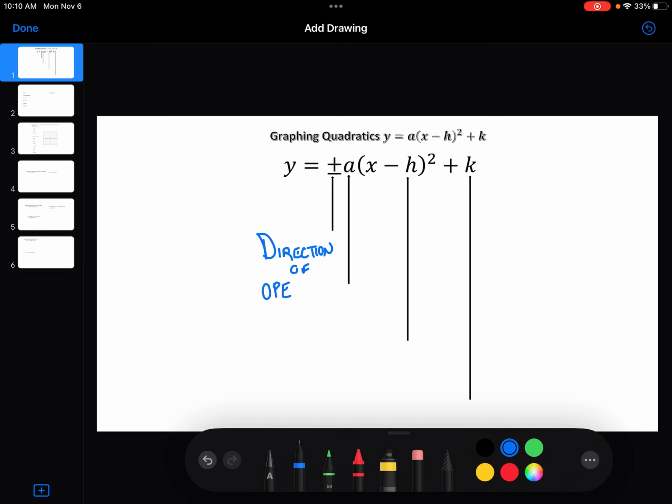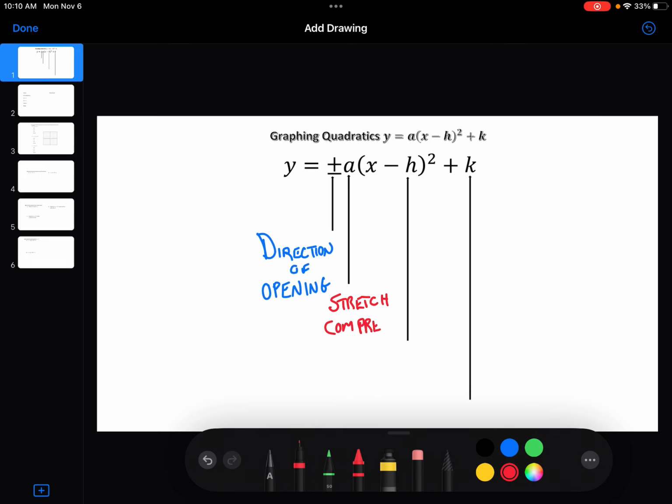If it's positive, it's going to be facing up, meaning the arrows are up. If it's negative, it's going to be facing down, the arrows are down. After that, we don't consider the negative anymore. It literally just tells us that, so don't get that confused with the A value. The A value is the stretch or the compression of the graph.